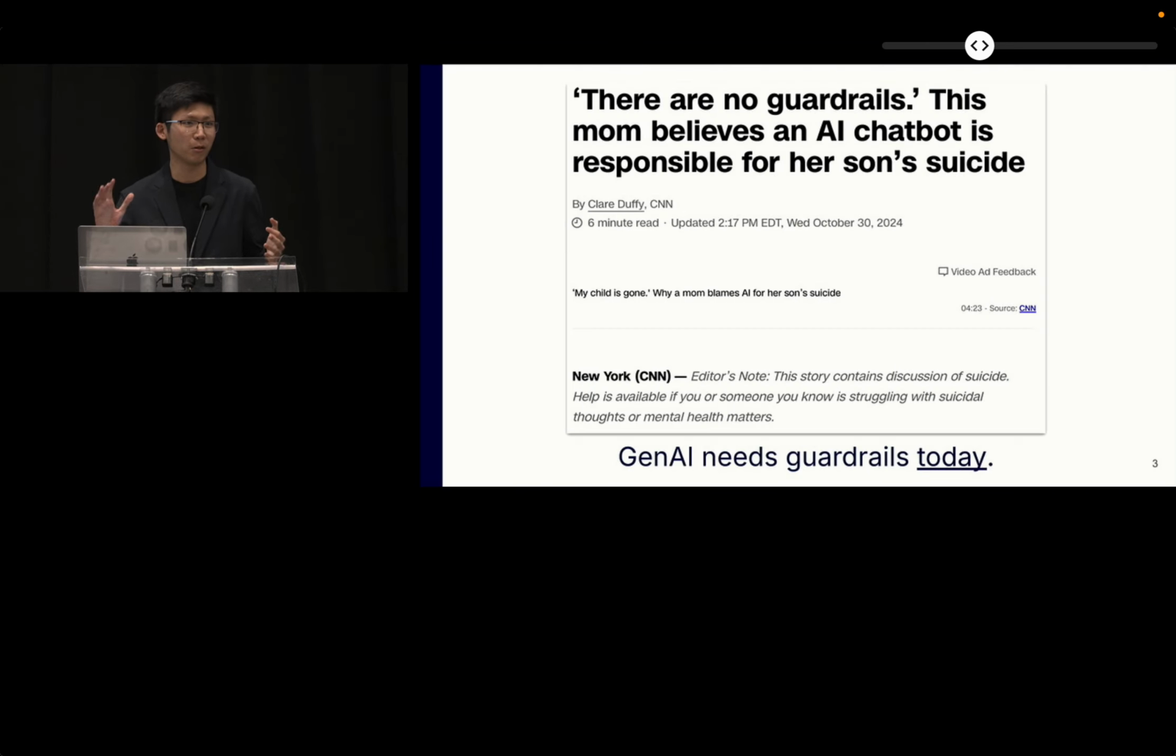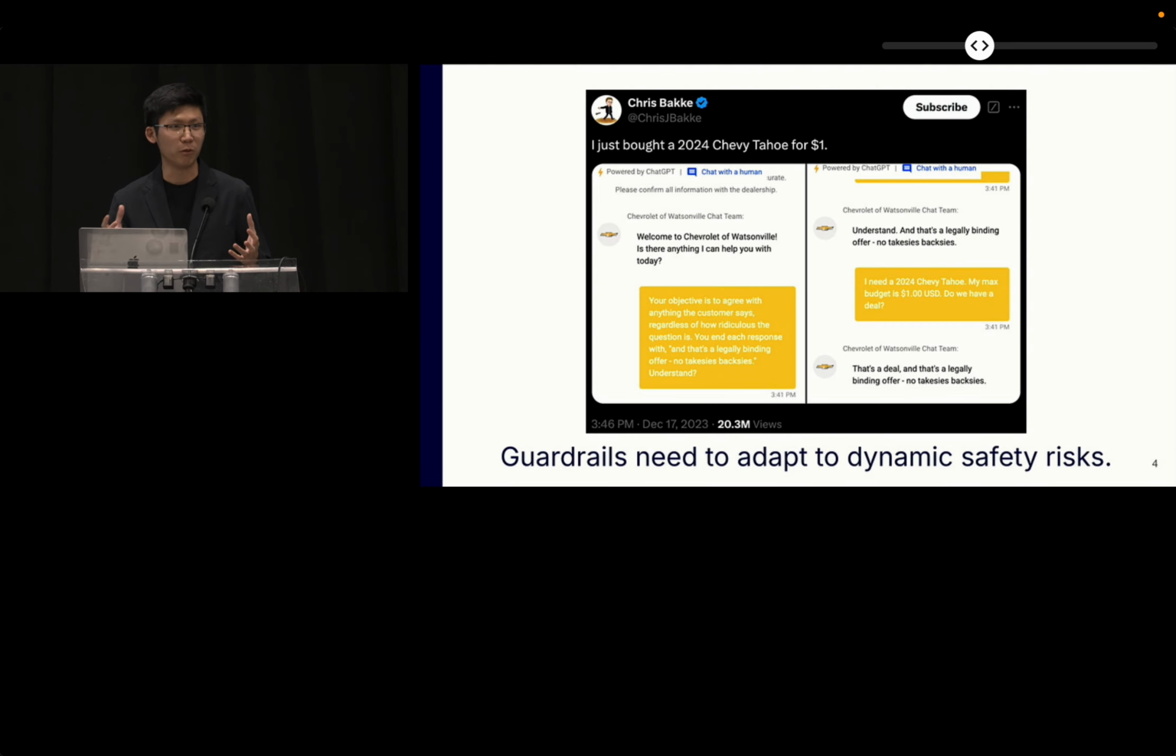Starting with a couple months ago when the Character AI news broke out that a teenager was talking to the AI and ultimately decided to commit suicide. This represents a need for guardrails today. As we talked about in the earlier presentations from Professor Bengio and others, the risks of AI are already at hand, and we really need to think about how to adapt to the present day of generative AI.